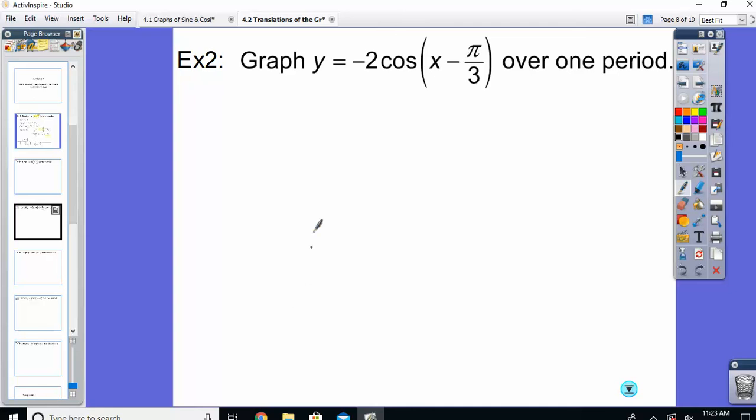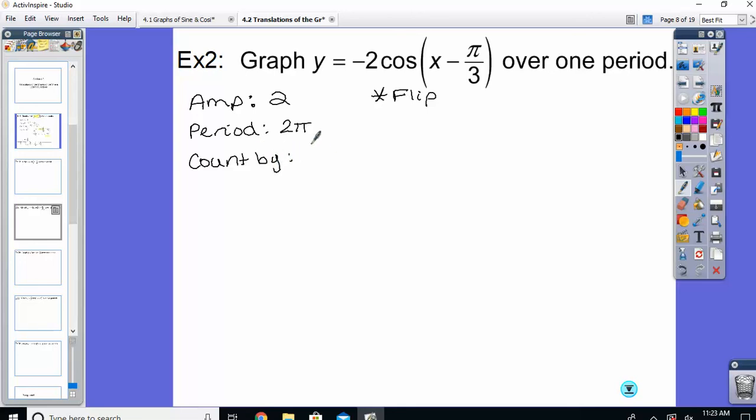Amplitude? 2. What else is happening on this one? Flip. The negative will flip. Period is 2π over the number in front of x, which is a 1. So period is just 2π. How do we find the count by? 2π divided by 4, pi over 2. And what's the new thing that we have to add in here?